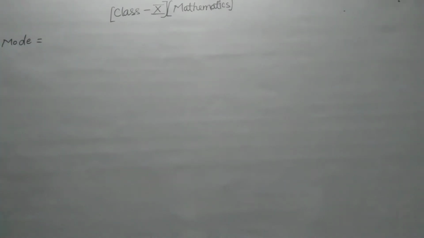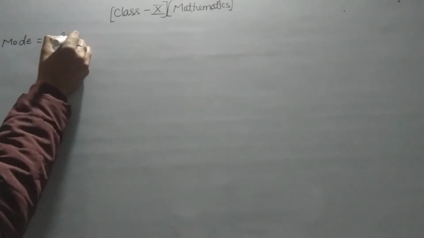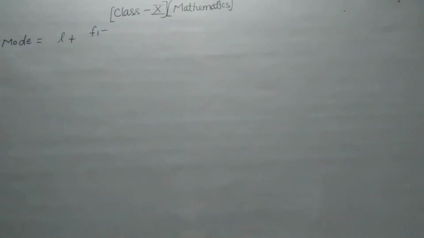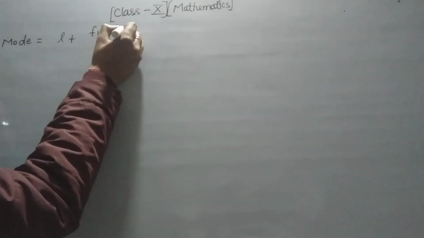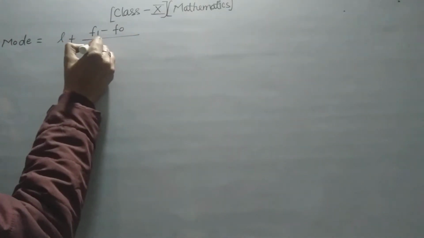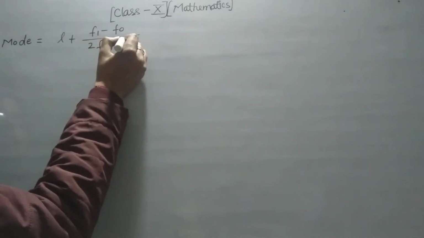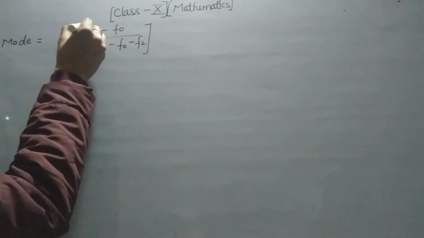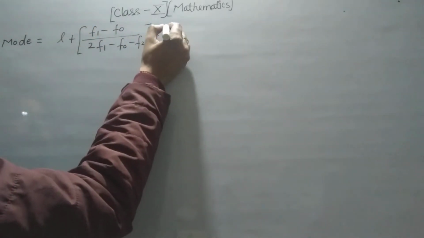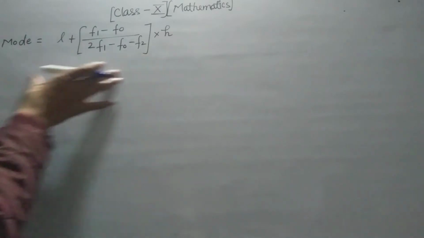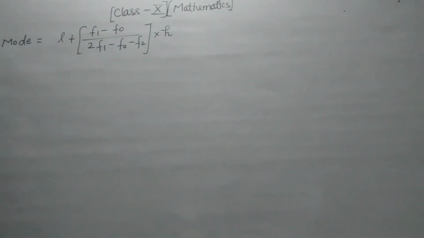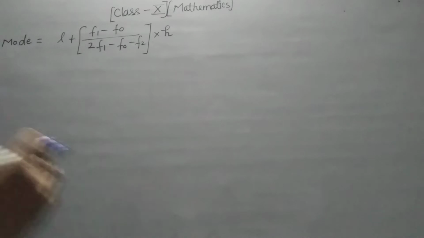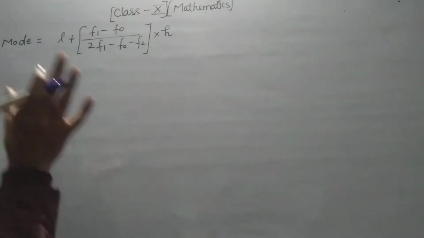Mode is equal to L plus F1 minus F0, upon 2 F1 minus F0 minus F2, and then you have to multiply this by H. This formula is used in this exercise, and then you have to solve the exercise with the help of this formula.